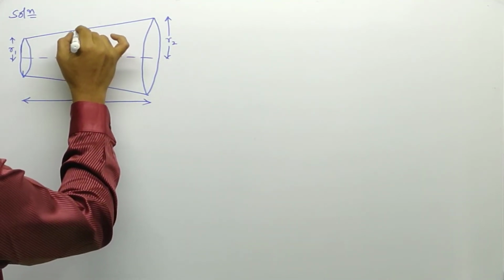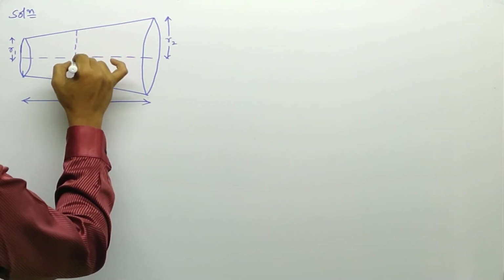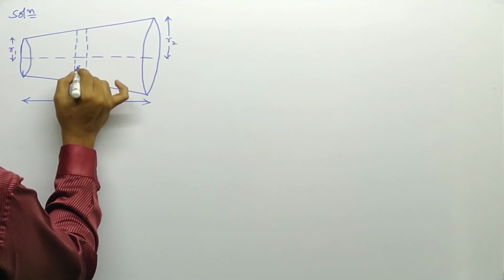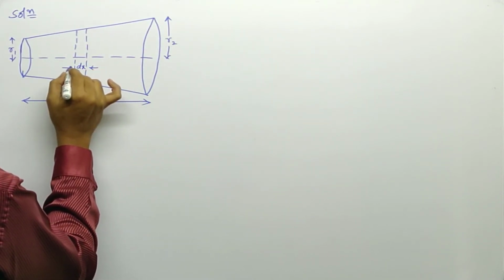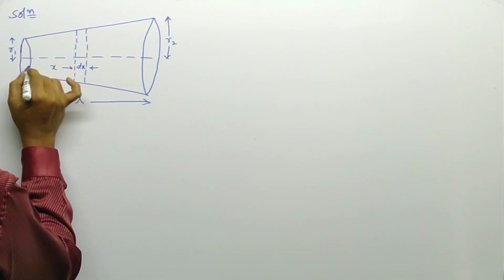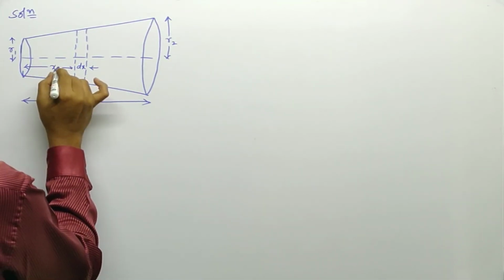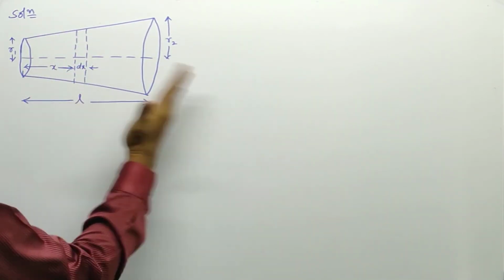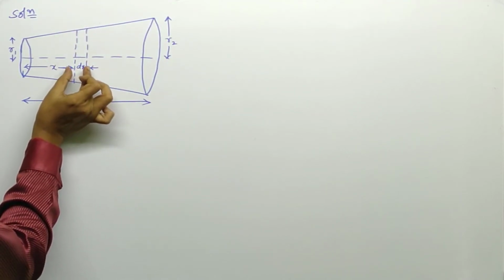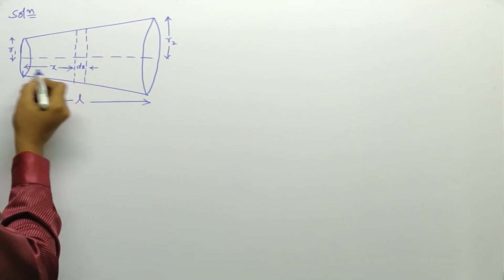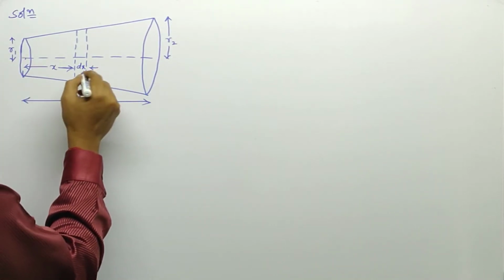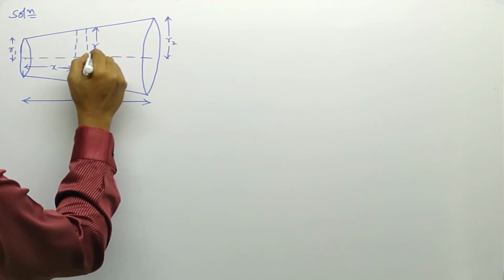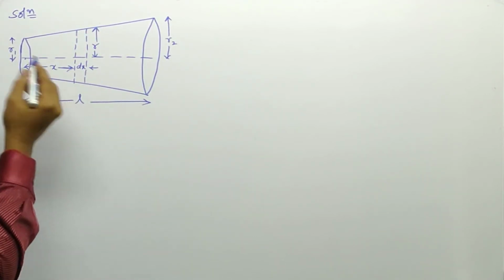Let us now consider a small element of length dx. So this is a small element of length dx at a distance x from the first end or left end. Let us imagine that a small strip of length dx is assumed at a distance x from the left end. And at the position of dx, let us assume that the radius is small r.